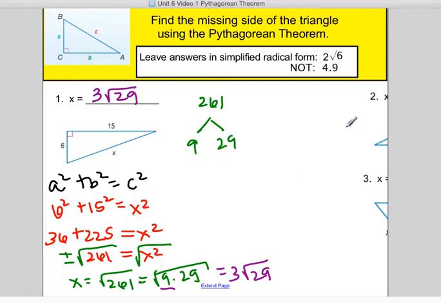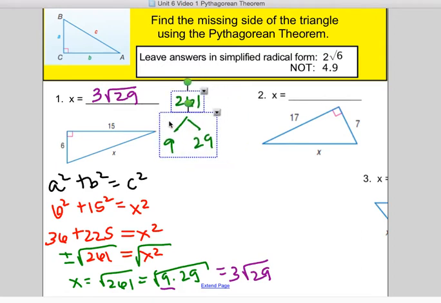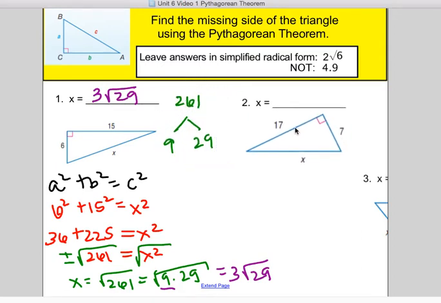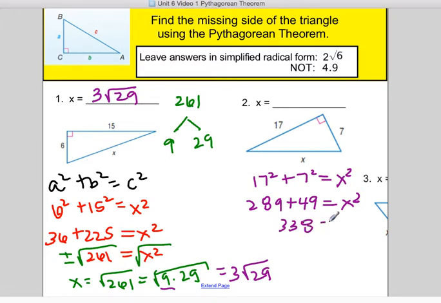Going ahead and looking at example 2, okay, if I look at this one once again, I'm going to go ahead and solve for the hypotenuse. So I would have 17 squared plus 7 squared is equal to x squared. 17 squared is 289 plus 7 squared is 49 equals x squared. Adding these two together, I get 338 is equal to x squared.